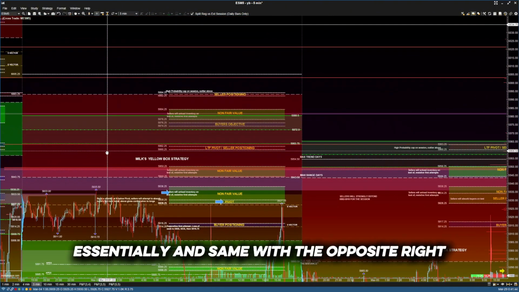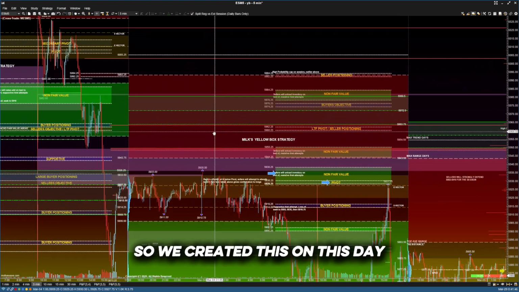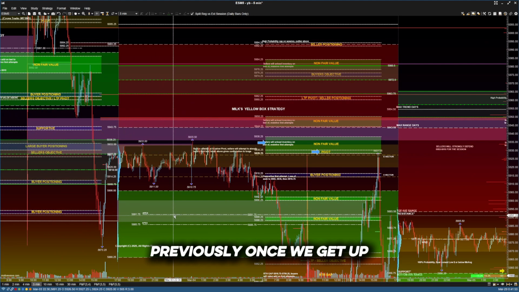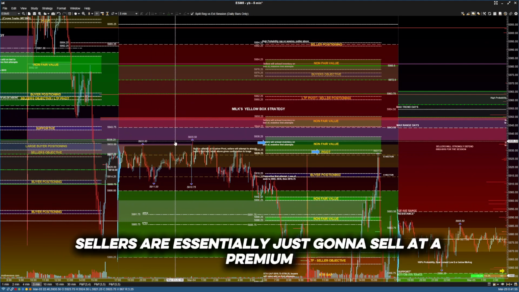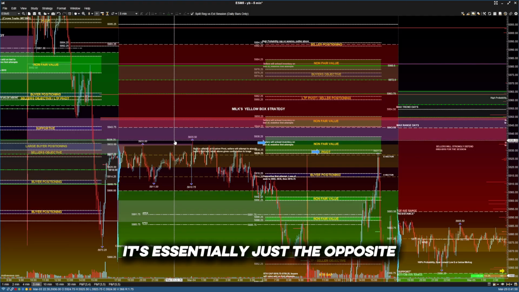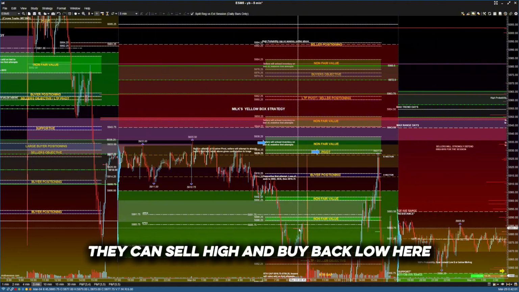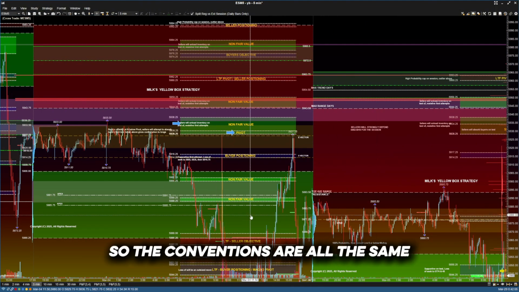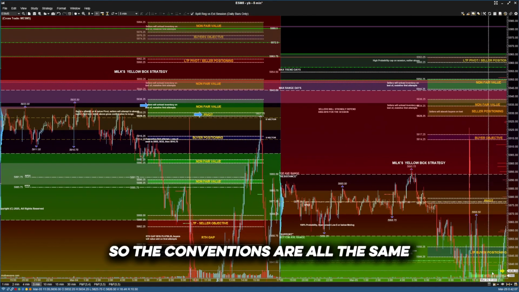And same with the opposite, right? We created this on this day, and because fair value was perceived to be lower previously, once we get up here, sellers are essentially just going to sell at a premium. It's just the opposite. They know they can sell high and buy back low here and make money. So the conventions are all the same.